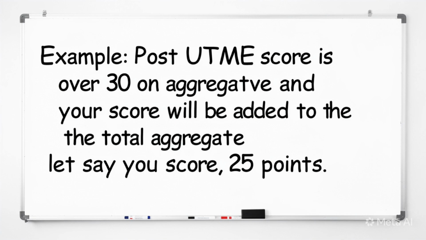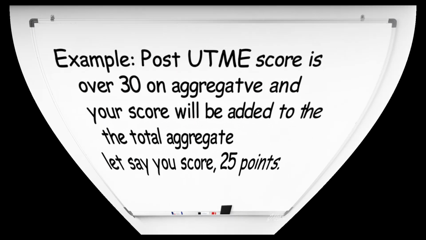So post-UTME exam is over 30. So what you get in your post-UTME exam is going to be added to the O-level aggregate point and UTME aggregate point. The minimum score obtainable in the post-UTME is 12, while the maximum is 30. So let's say you score 25 in the post-UTME exam.